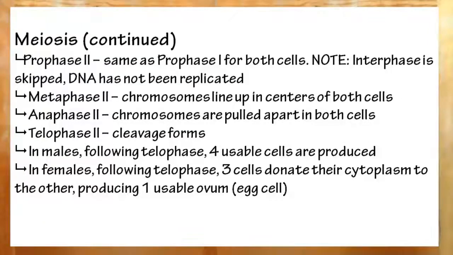Metaphase 2, the chromosomes again line up in the center of the cell, but this time they're only half the regular number of chromosomes. Anaphase 2, they're pulled apart, and finally, after telophase 2, you end up with 4 gamete cells, each with half the regular number of genes. In males, all 4 are used. In females, 3 donate their cytoplasm to the last one to form an ovum.